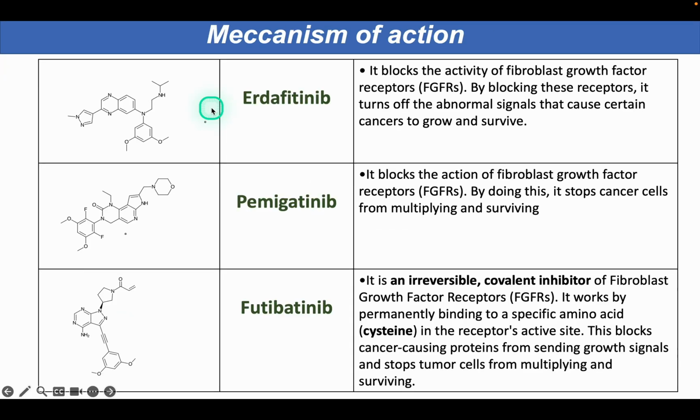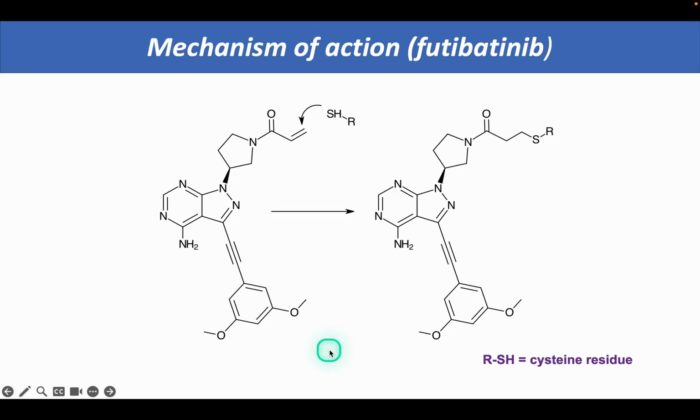All three drugs are inhibitors of the fibroblast growth factor receptors, FGFRs, which, when they undergo genetic alterations, stimulate the proliferation, survival, and spread of cancer cells. Erdafitinib and Pemigatinib are reversible inhibitors, while Futibatinib is an irreversible inhibitor.